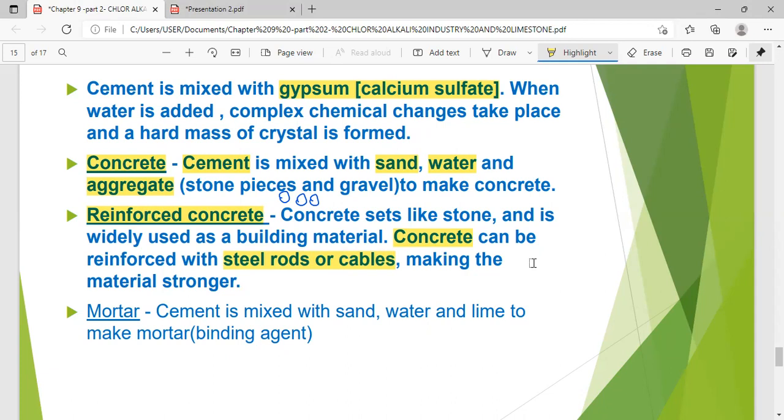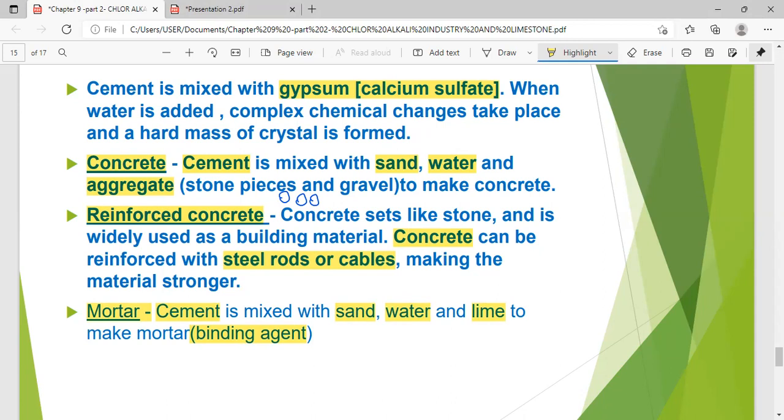Okay, and mortar. Mortar is cement that is mixed with sand, water, and lime. Lime is calcium oxide, and mortar is a binding agent. What people do is they lay bricks, and then you can see the gray color mortar being applied. This will hold the bricks together, and they can build a wall.